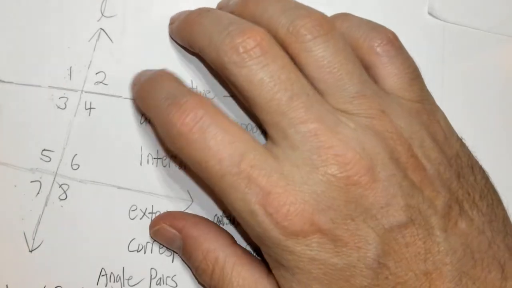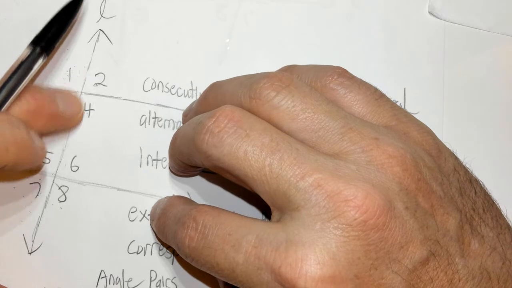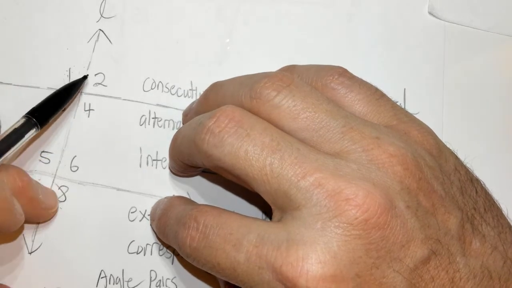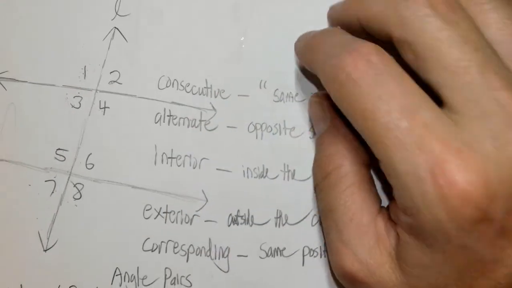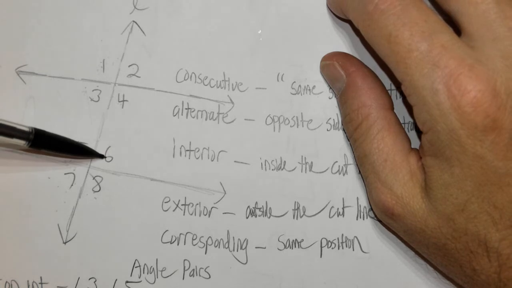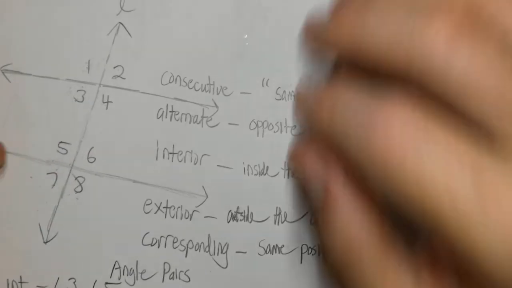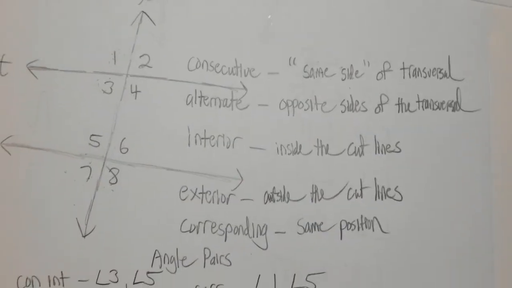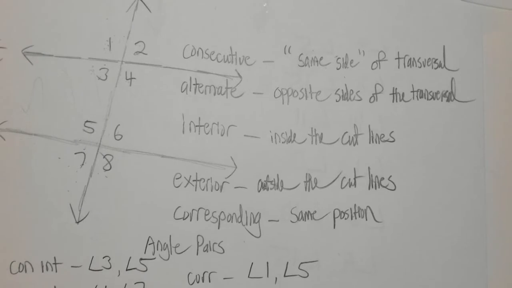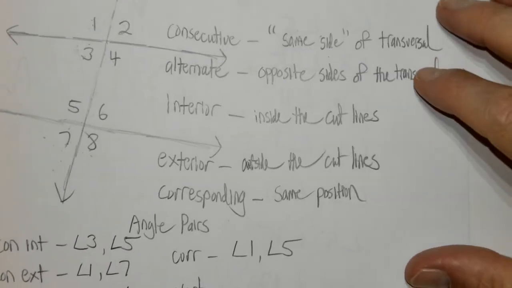If I were to take this line T and slide it down to where it intersects at the same point, then angle 1 and angle 5 would kind of drop right on top of each other. They're corresponding, they're in the same position. Then, of course, 2 corresponds with 6, 4 corresponds with 8, 3 corresponds with 7. So those would all be examples of pairs of corresponding angles, right?